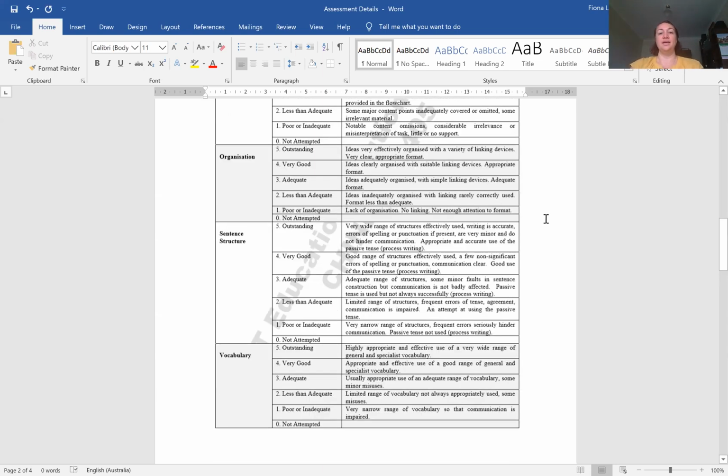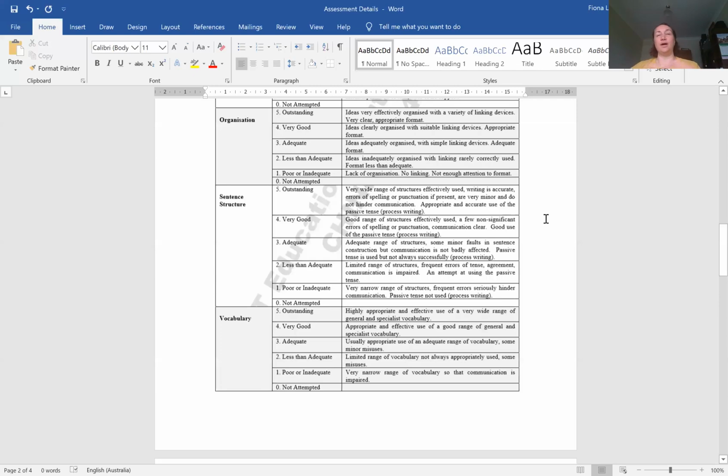Sentence structure, I'm looking at grammar, I'm looking at your spelling, I'm looking that I can clearly see this is an introduction, this is a paragraph, this is a paragraph, and this is a conclusion. Are there commas in the right place? Have you got full stops? Have you got the right capital letters at the right time? So your sentence structure. And we're looking at compound sentences, so not just short, brief, repetitive sentences, but compound, complex sentences.